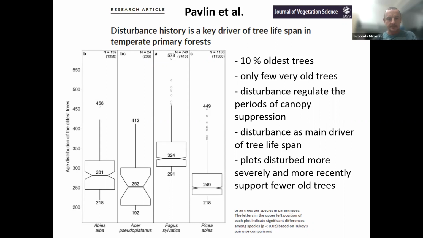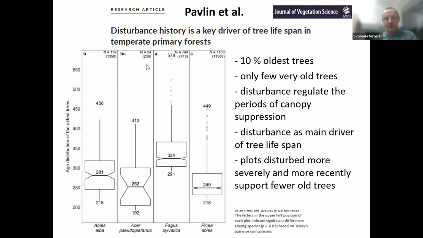When you look at this figure, we have four species: Abies alba, Acer pseudoplatanus, Fagus sylvatica, and Picea abies. Here you can see the numbers of the samples. So in this study we have about 7,500 beech trees and about 11,000 spruce trees. For fir and Acer, we have much less data.